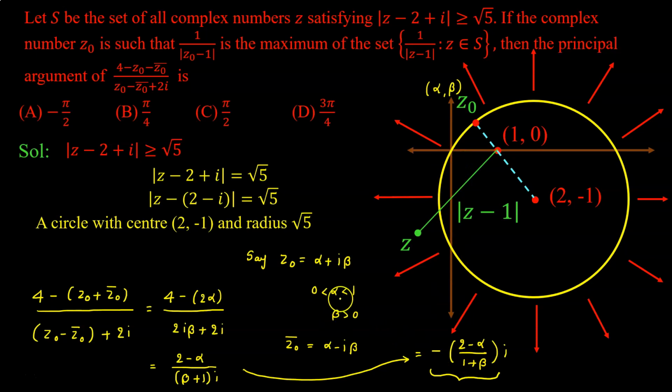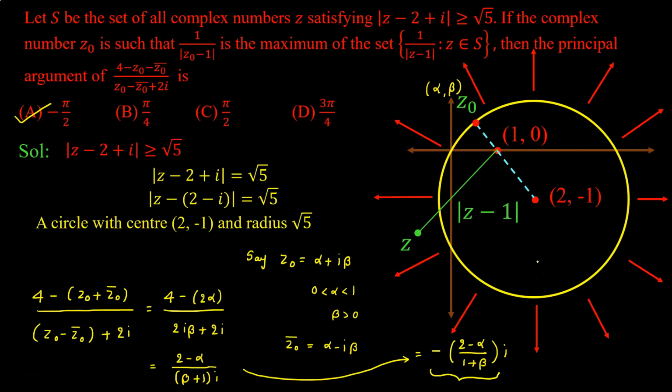Now we know that alpha lies between 0 and 1. So 2 minus alpha is positive, because alpha is less than 1. And beta is positive, so 1 plus beta is positive. So this quantity is positive, and before that there is a minus. So overall this quantity is going to be negative. So this complex number is a purely imaginary number, and its imaginary part is negative. That means this point will lie on the negative part of the imaginary axis. Therefore the argument of that complex number is going to be minus pi by 2. The correct answer is option A.